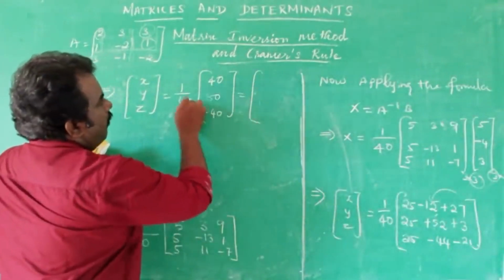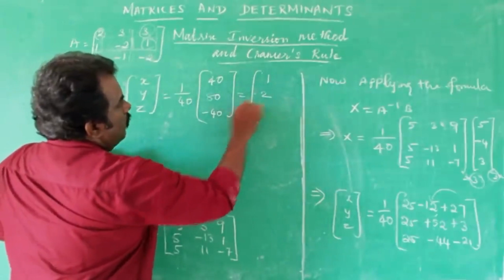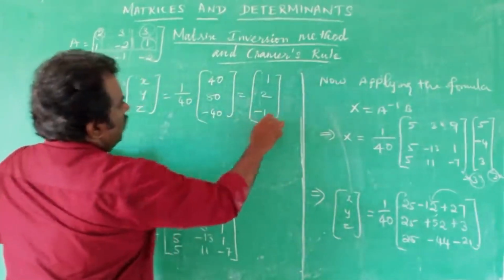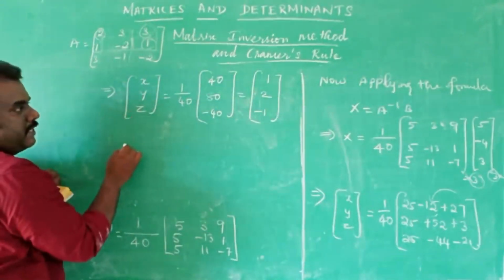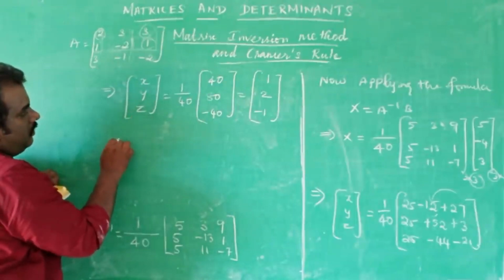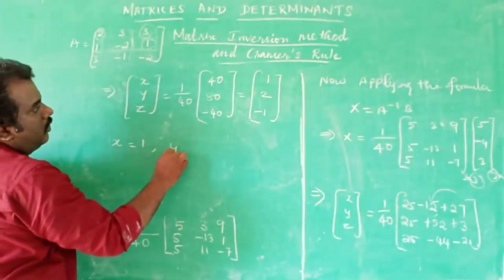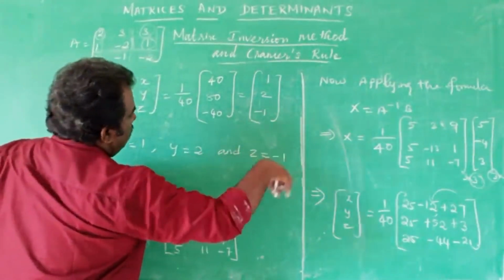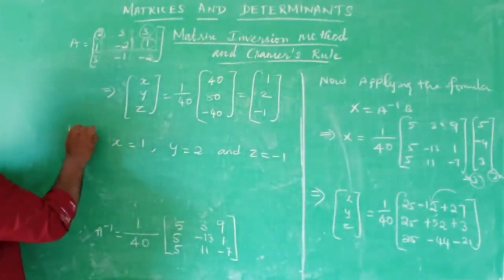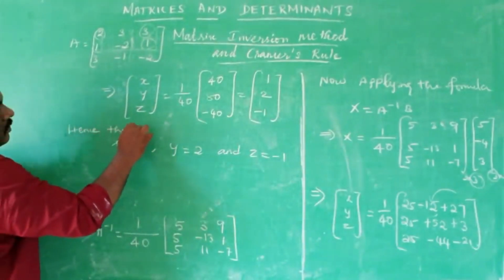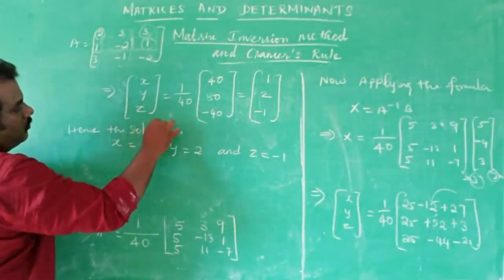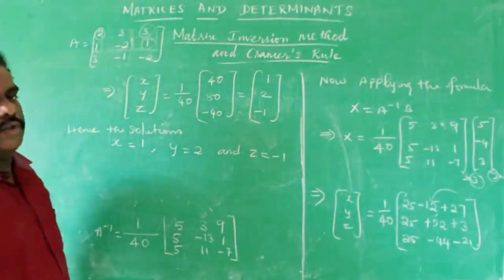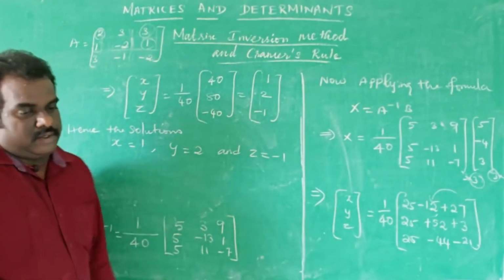So it is equal to 40 by 40, 80 by 40, minus 40 by 40, which is 1, 2, minus 1. Hence, the solution of x, y, z is x is equal to 1, y is equal to 2, and z is equal to minus 1.